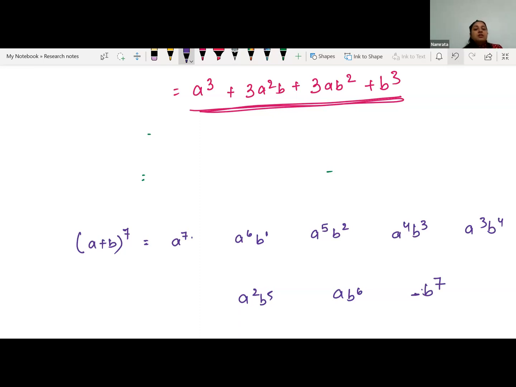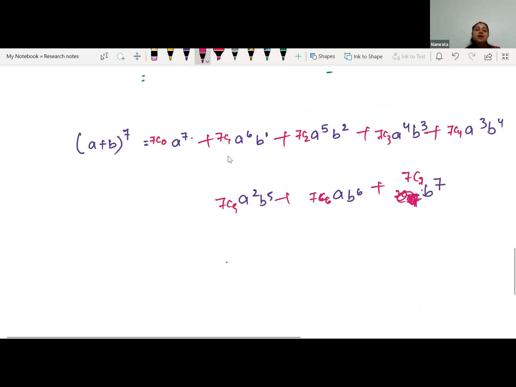Now the coefficients, which we learned now. First will be 7c0, 7c1, 7c2, 7c3, 7c4, 7c5, 7c6, and 7c7, all in addition. And this is how we have done the expansion of (a + b)^7. Got it, Lena? Yes, ma'am.